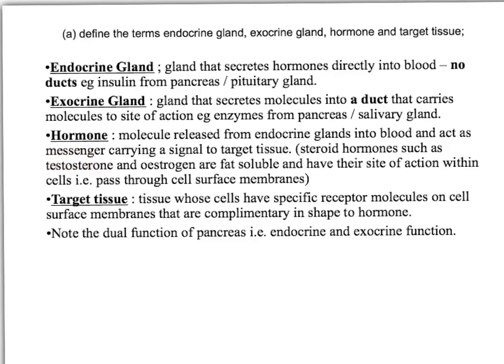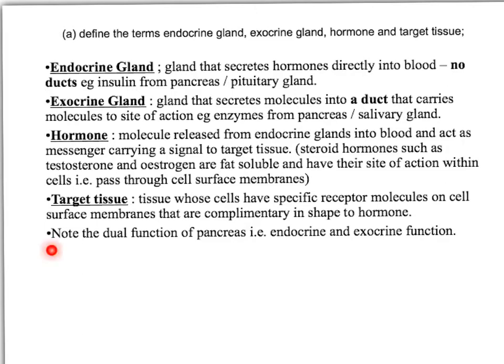It's known as a first messenger, as we'll discover on a subsequent slide, and carries a signal to some form of target tissue. And I've also said steroid hormones have a site of action within the cell because they're fat soluble and can pass through phospholipid bilayer membranes. And then the target tissue are cells which have the specific receptor molecule.